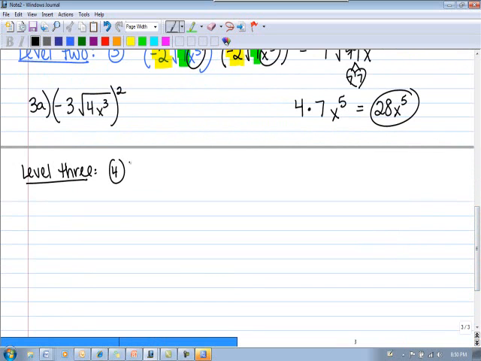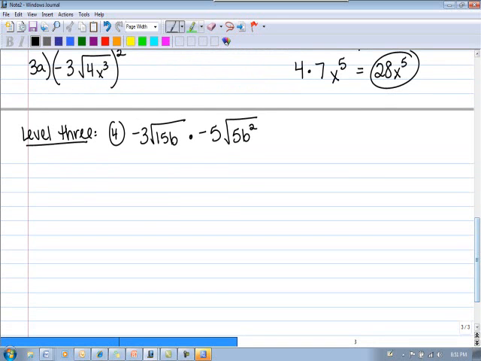So 4, let's do negative 3 times the square root of 15b times negative 5 radical 5b squared. Okay, multiply the numbers outside. So negative 3 times negative 5 gives me positive 15.